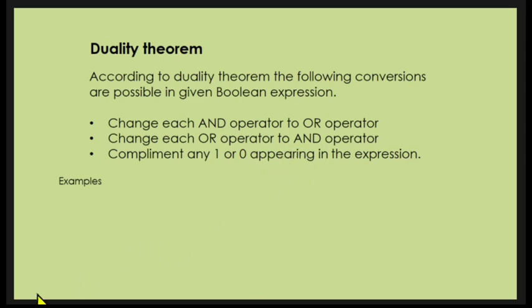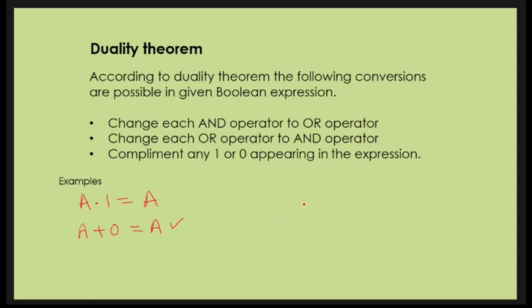Let us take an example of one identity, say A dot 1 is equal to A. We know this identity. Now change the AND operator to OR operator and change 1 or 0 to its complement. That means A plus: this operator will be changed to OR operator, and 1 will be changed to 0. So A plus 0 is equal to A. This is also a true identity, right? So the duality theorem helps us in finding new identities if we know one identity.